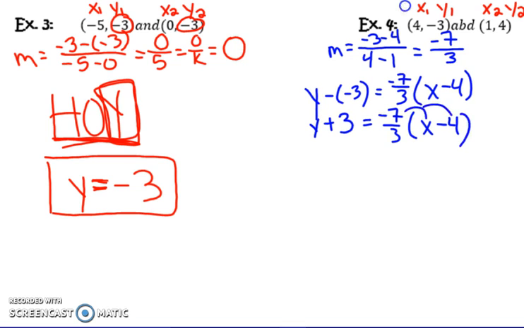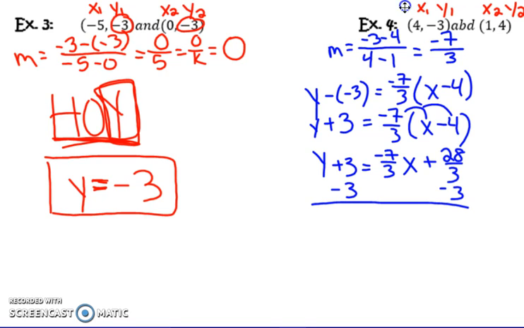From here, I'm going to distribute my fraction. So I get y plus 3 equals negative 7/3 x. Negative 7 times negative 4 is positive 28. We cannot divide that by 3, so I'm going to leave it positive 28 over 3. From here, we're going to subtract 3 from both sides. Again, please plug this in your calculator and check yourselves. That way, you make sure you are getting the correct answer. In this case, we end up with 17/3.